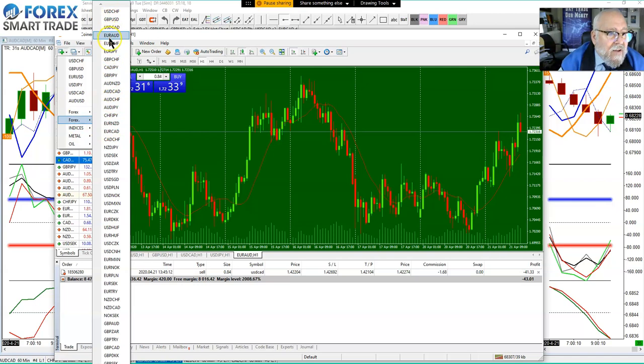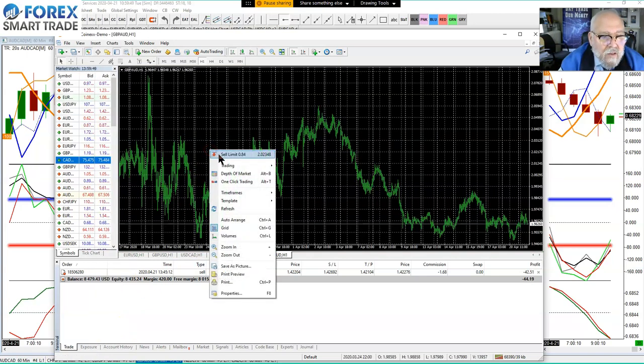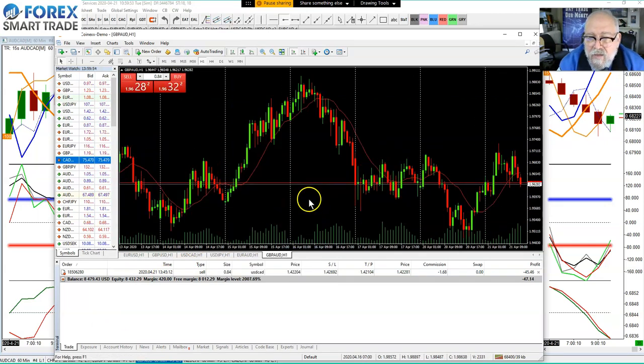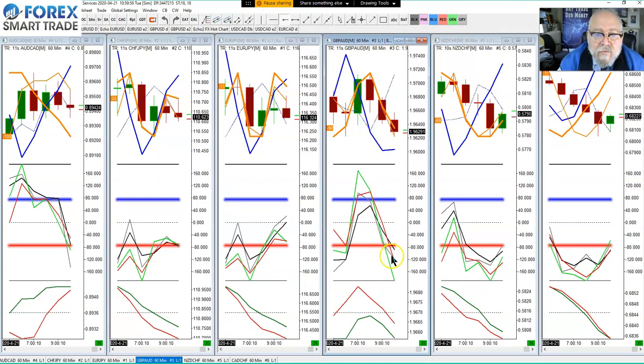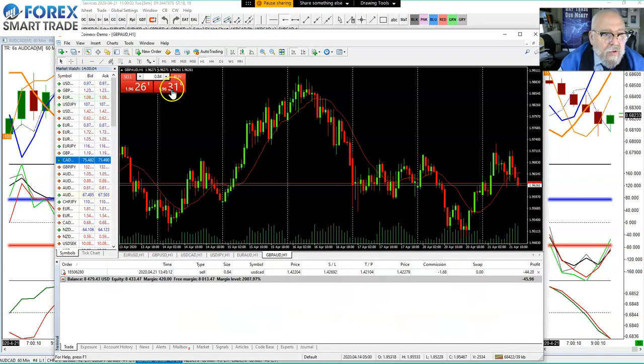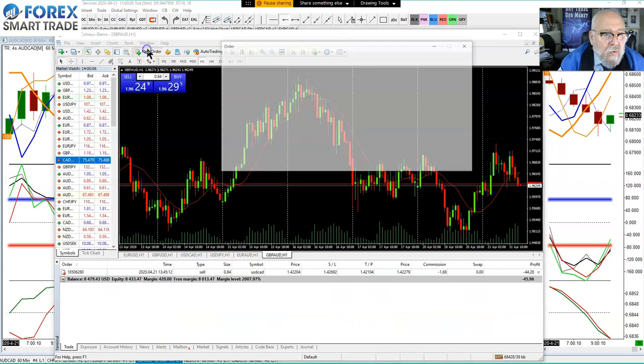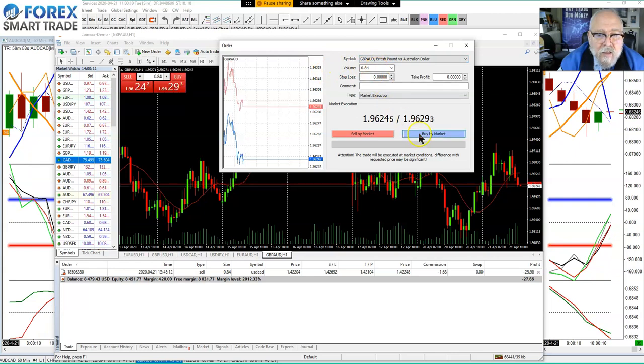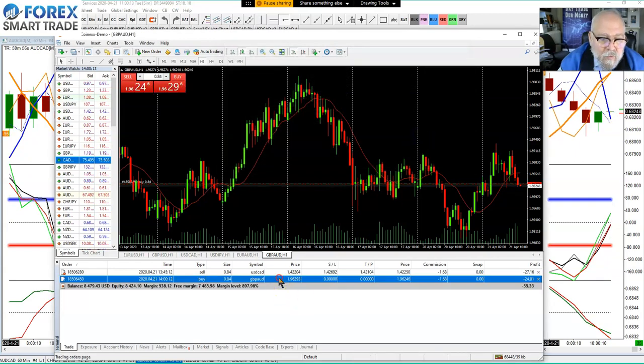So now I'm going to see if I can find the pound dollar. Pound Australian right here. I'm going to put it in a chart that I like. And the signal was for a buy. I'm going to new order, Pound Australian dollar, volume is okay. Buy. I'm going to take a look.